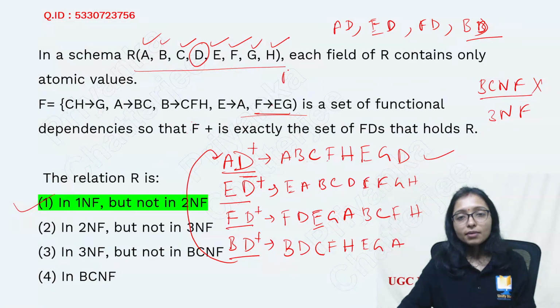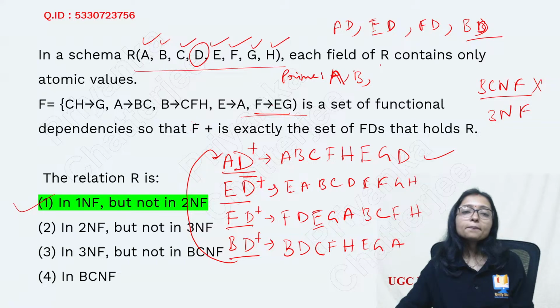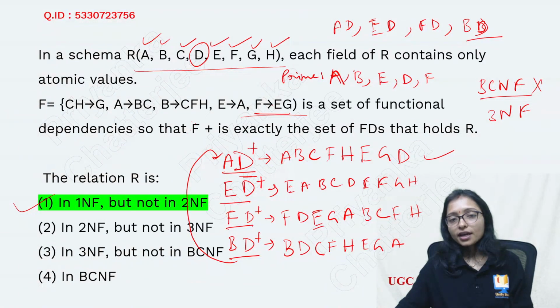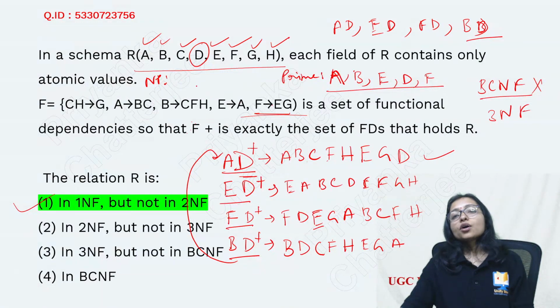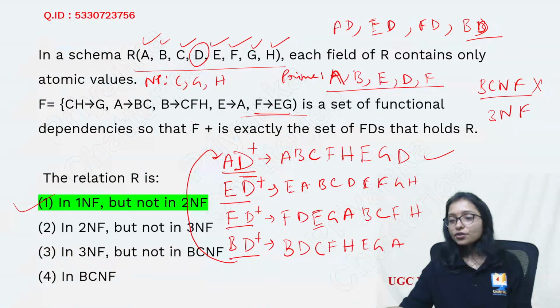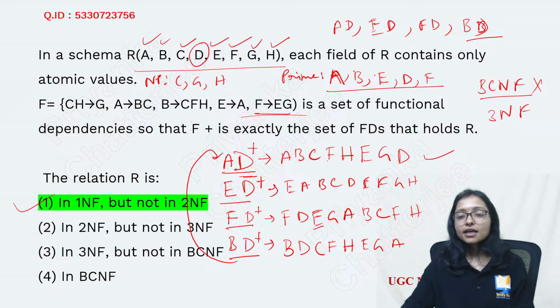So what are the prime attributes here? A is prime, B is prime, A, B, E, D, F, all are prime, right? A, B, E, D, F, these all are prime attributes. Which one is non-prime then? Other than those, C, G, H. These are non-prime attributes, right? C, G, H. This is our non-prime.